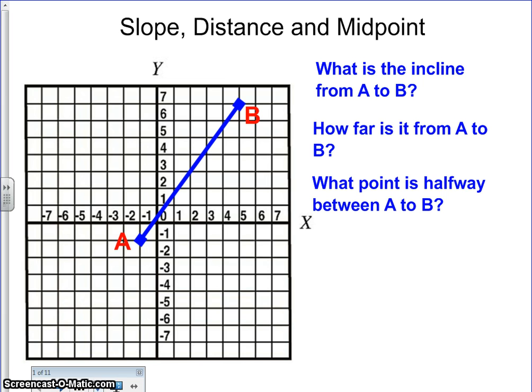So anytime you're given 2 points in a coordinate plane, there are kind of 3 things that you might want to try and find about them. First one is, what is the incline from A to B? This line is either going to be flat, or it's going to start going up, or it's going to start going down, but every line is going to have some sort of incline that we're going to try and figure out. The second thing that we want to know is, how far is it from A to B, the distance of that line segment. And then another thing that becomes important in geometry is, where is halfway between A and B? So we're going to talk about these 3 things today.